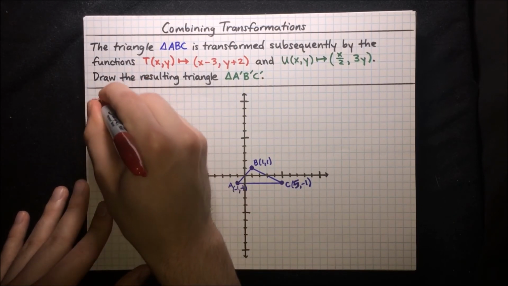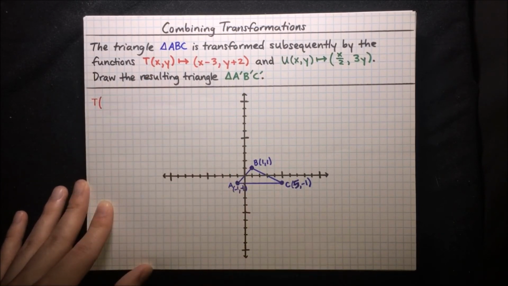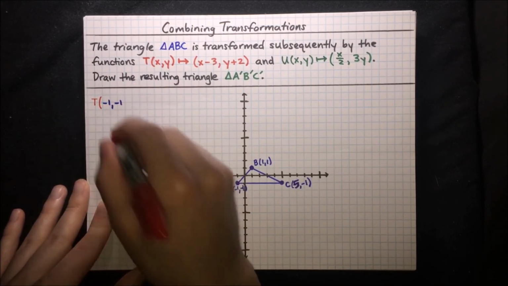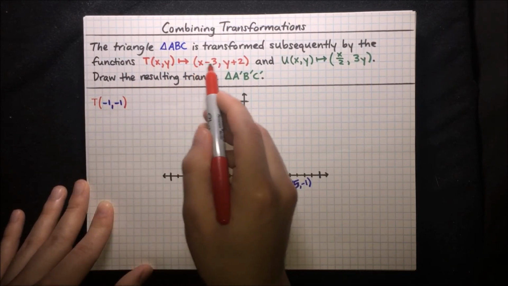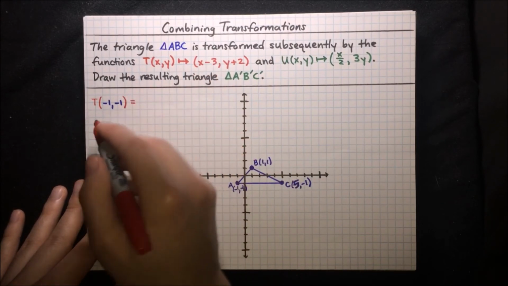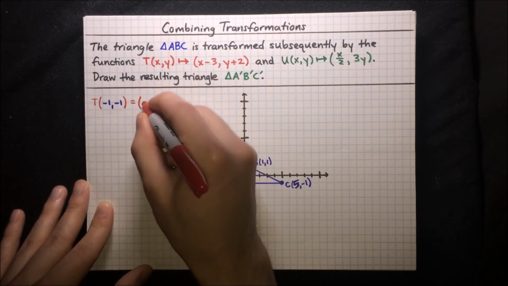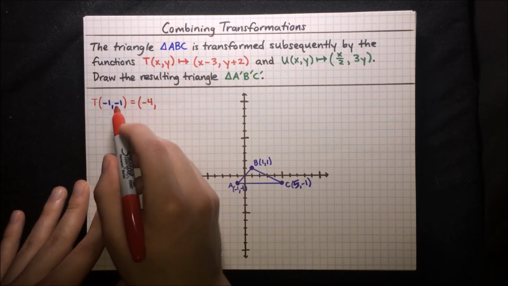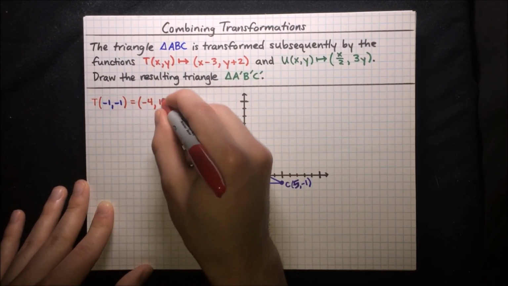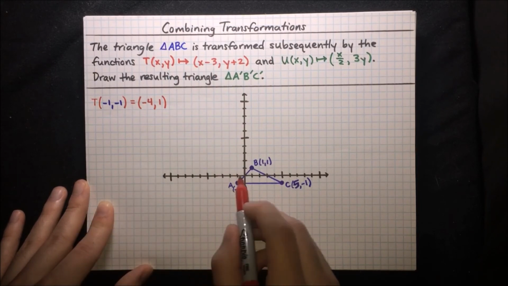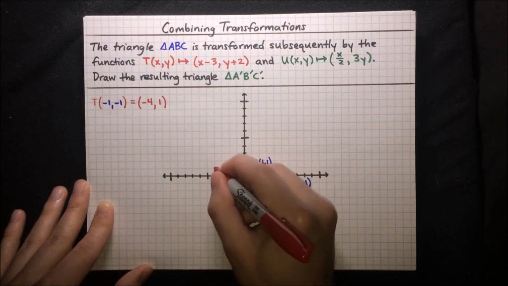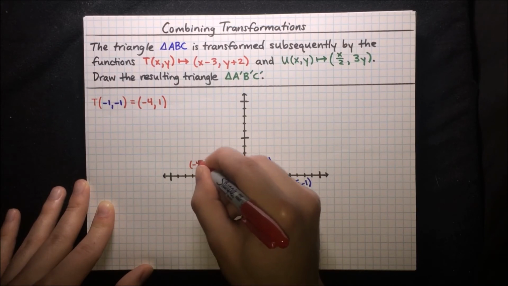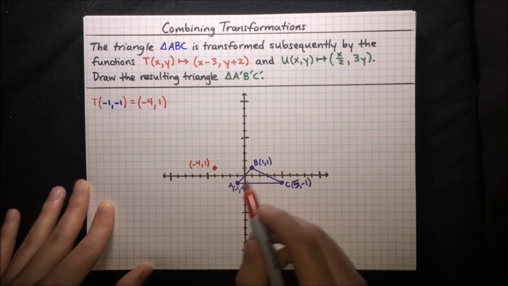So t of, let's take the point A to start with. t of -1, -1 comes out to be x minus 3. So -1 minus 3, which is -4. y plus 2. So -1 plus 2, which is 1. Why don't we plot that? -4, 1. So right over here. We can label that too as -4, 1. And now let's move on to B.